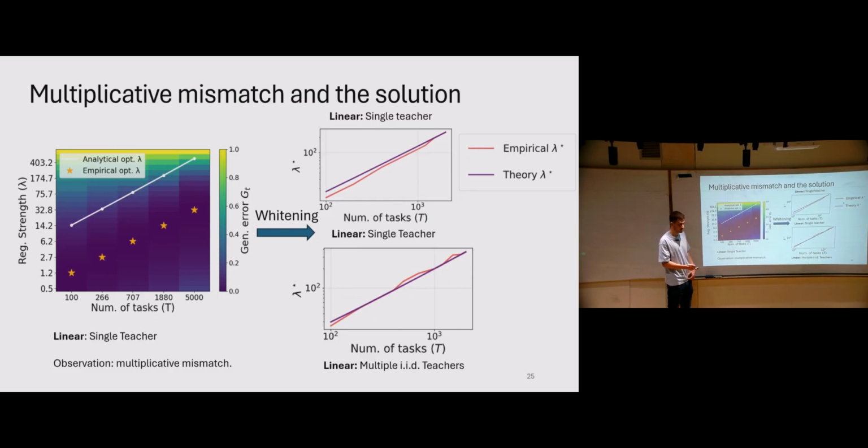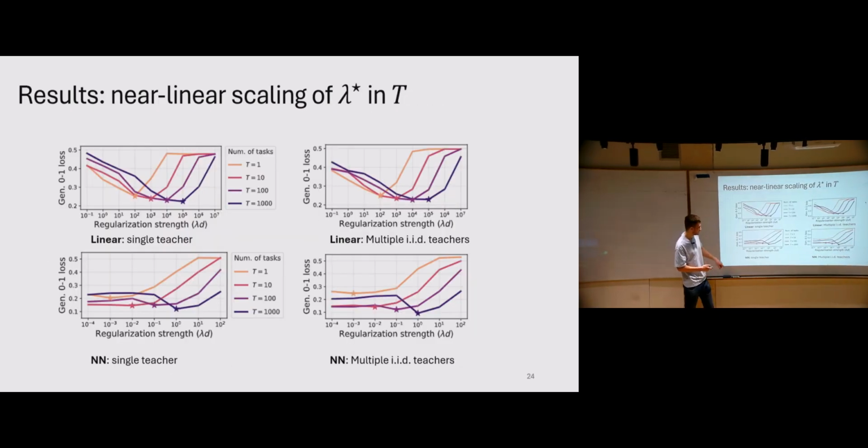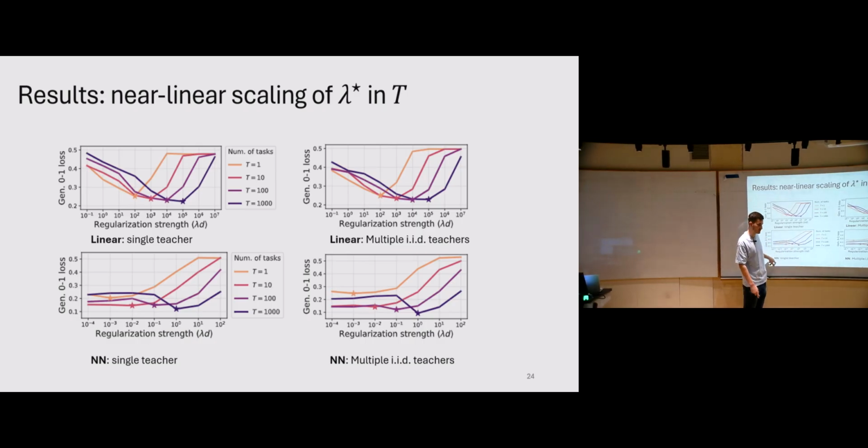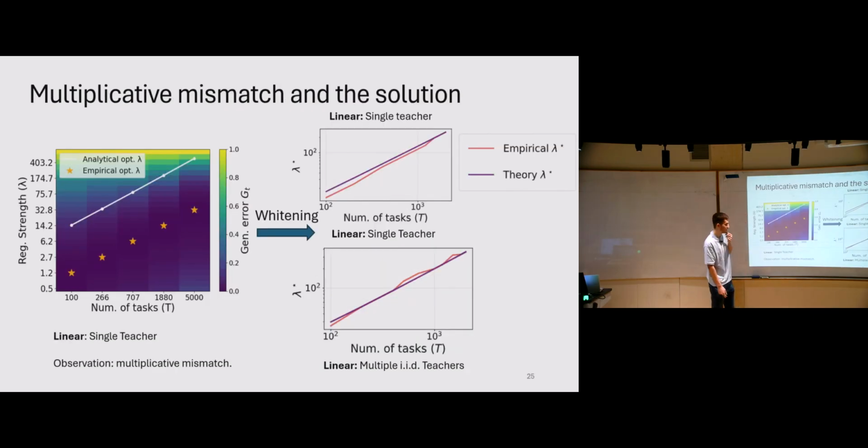What's the difference between the graphs? This one was trained on the neural network setting, single teacher, multiple i.i.d. teachers. Okay. This is the linear. Here we considered, again, the linear experiments using a single teacher, and we find that there is an exact multiplicative mismatch between the one we predicted and the one stated by the theorem.